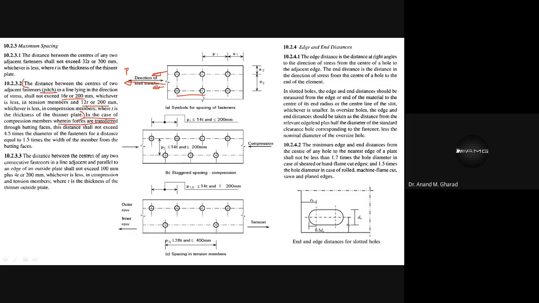The distance between centers of any two consecutive fasteners in a line adjacent and parallel to the edge of an outside plate shall not exceed 100 mm plus 4 times t or 200 mm, whichever is less. In compression and tension members, t is the thickness of the thinner outside plate.